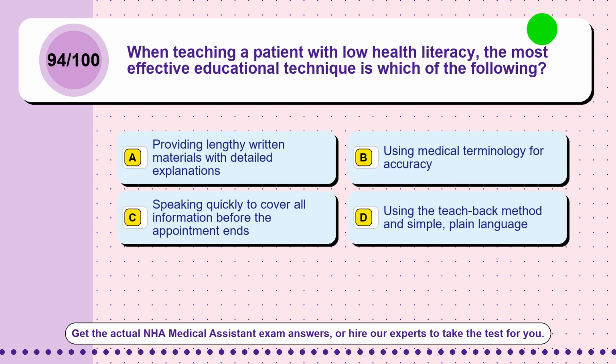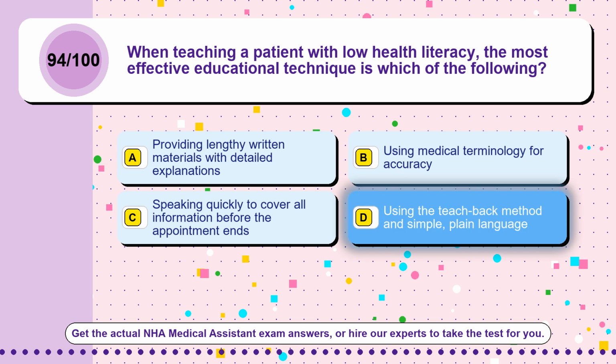Question 94. Which of the following terms describes the maximum amount of money an insurance plan will pay for a covered healthcare service in a given year? Option A, lifetime maximum. Option B, allowed amount. Option C, out-of-pocket maximum. Option D, capitation. The correct answer is option B.